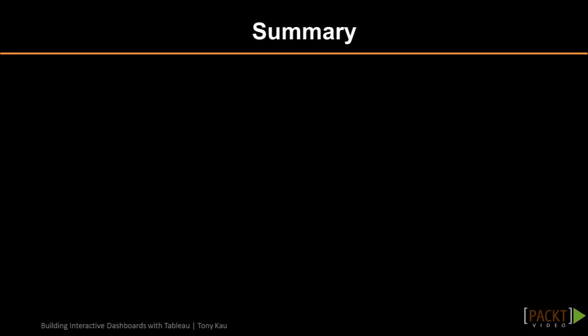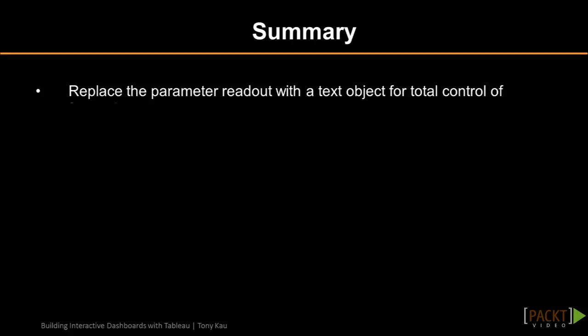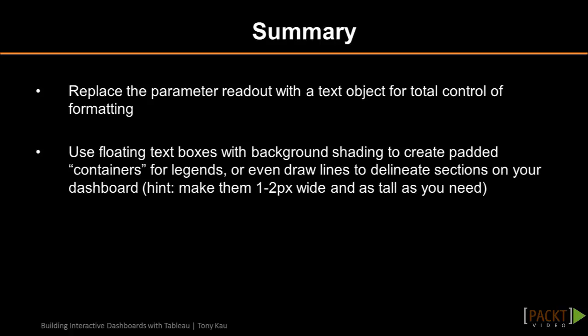To summarize what we covered in this video, we learned how to create seamless parameters, legends, and quick filters on our dashboard. You can create a fully customized parameter readout by using a text object on the dashboard. Quick filters and parameters can be formatted by right-clicking on them and choosing Format. You can also use floating text boxes to create visual containers or dividers by leaving the contents blank, using the background shading to get the color you want. You can even create lines just by making a text box 1 to 2 pixels wide.